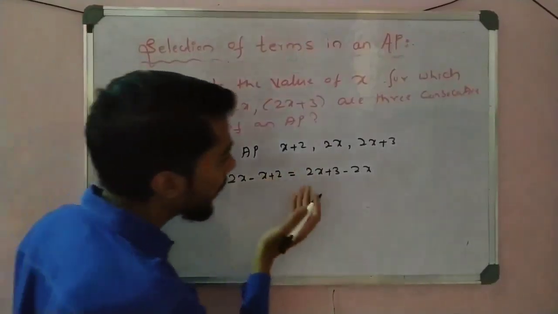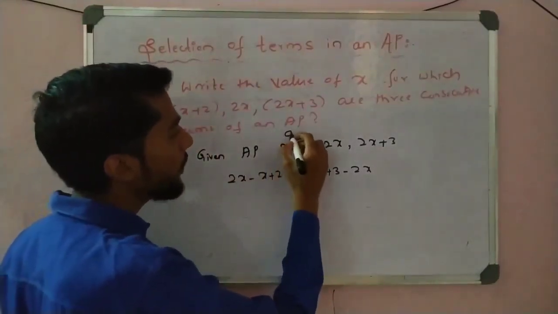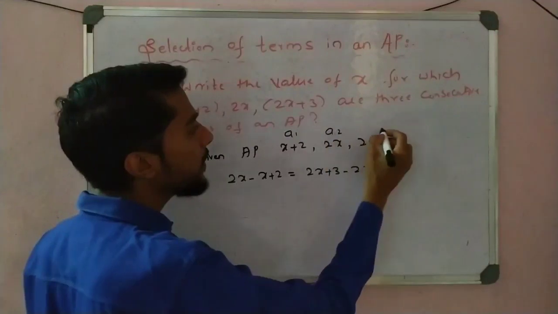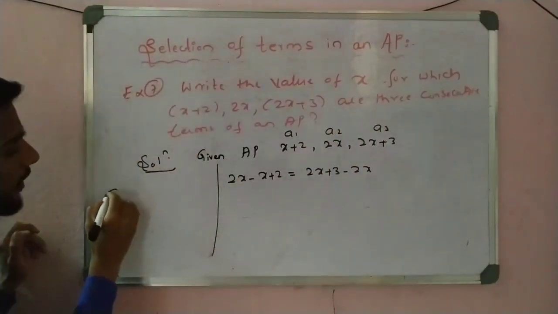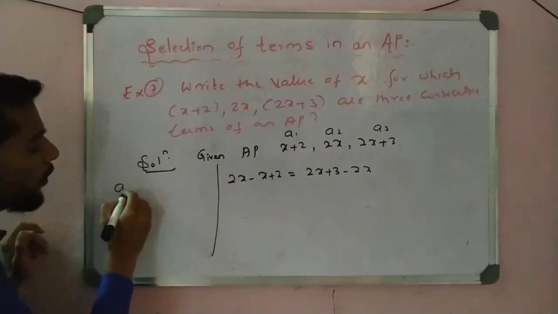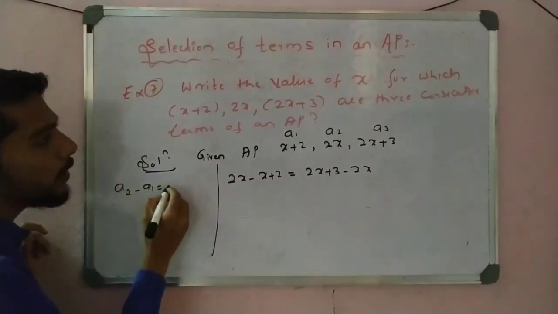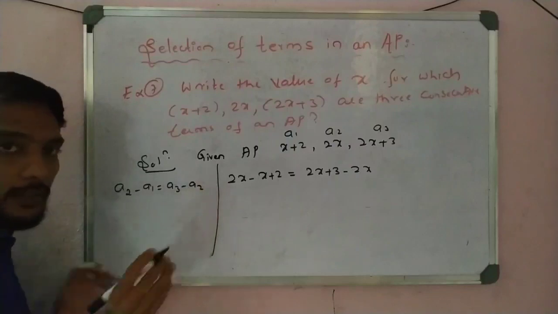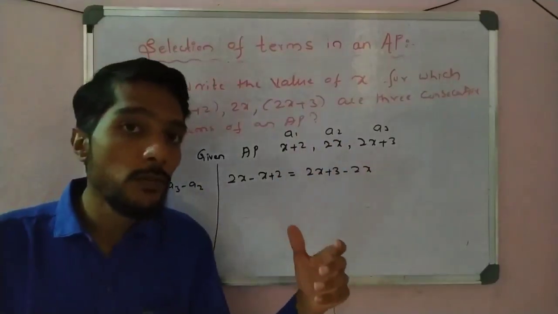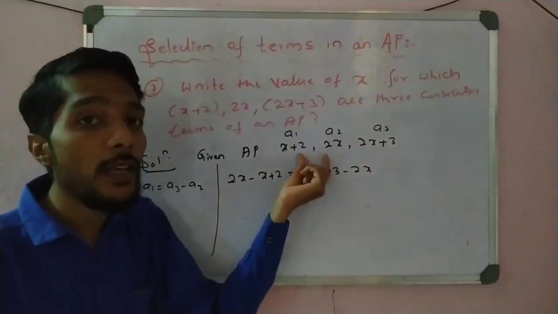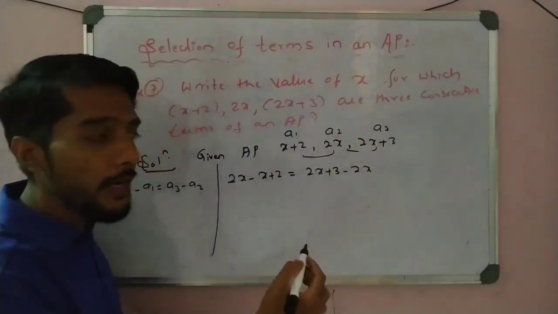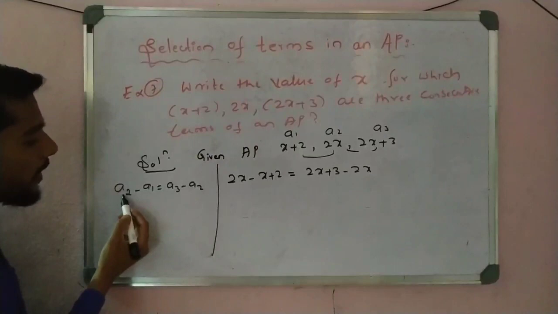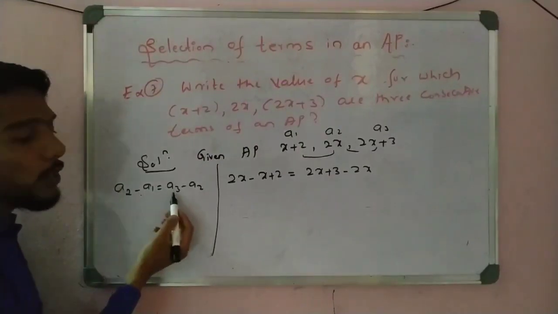For example, say it is A1, A2 and A3. What is the difference? A2 minus A1 is equal to A3 minus A2. The difference is the same, because in an AP we observe that the difference between every term is the same. So I can take it like that: A2 minus A1 is equal to A3 minus A2.